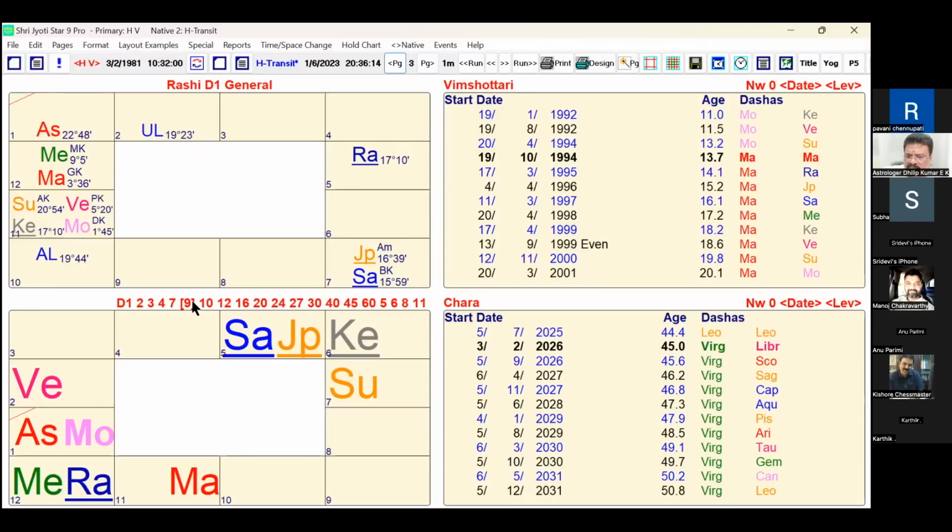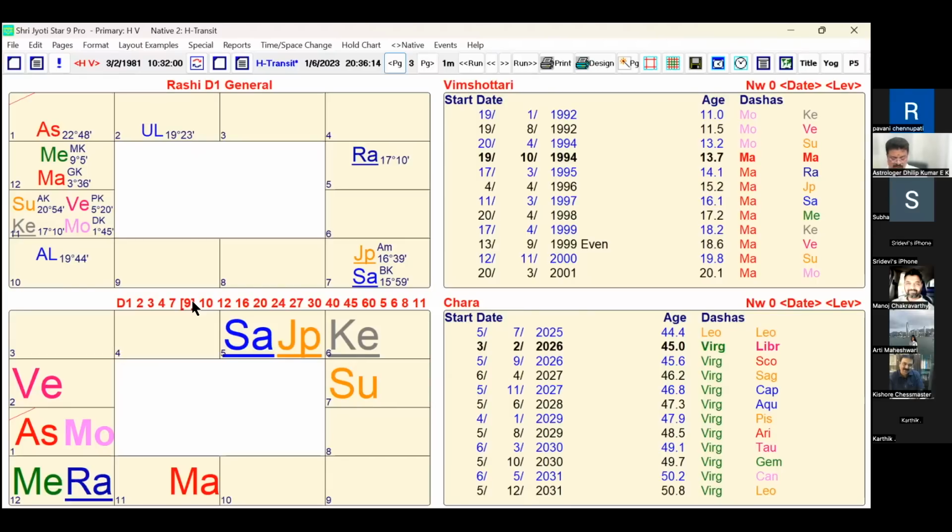From D9, does Mars have anything to do with this? Mars Dasha, any clue? Let's say something to do with health, does Mars have anything to do with health from D9? Aspecting Saturn, Jupiter. No. Anyone else want to try? Sir, Mars is also the 64th Navamsha Lord. Correct. Whenever we are talking about some danger or injury, we have to keep an eye on the 64th Navamsha Lord.